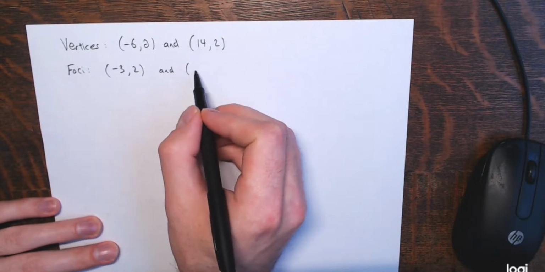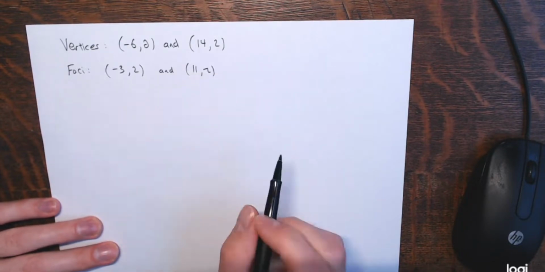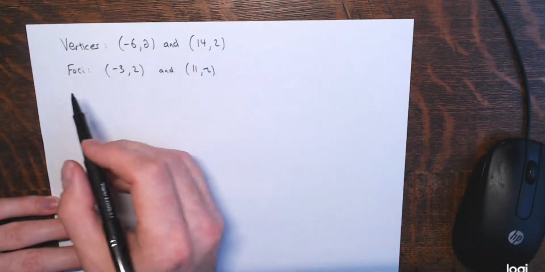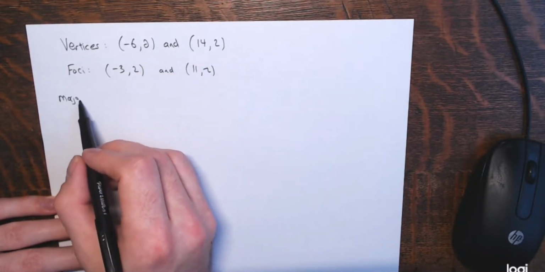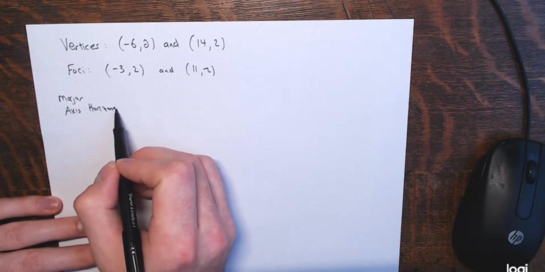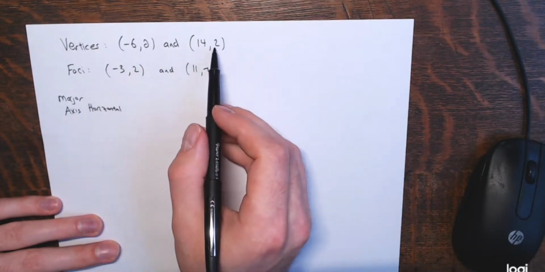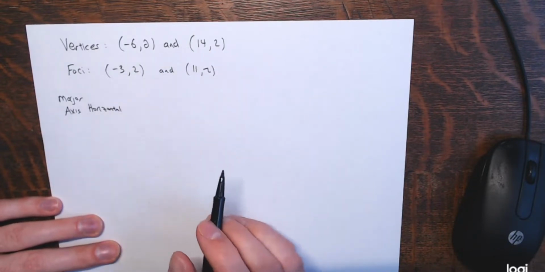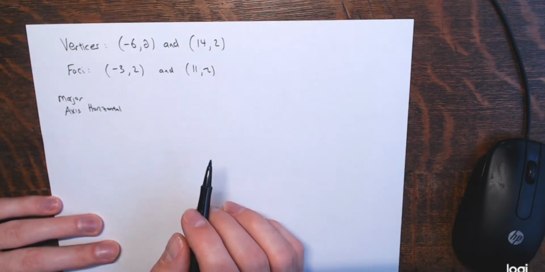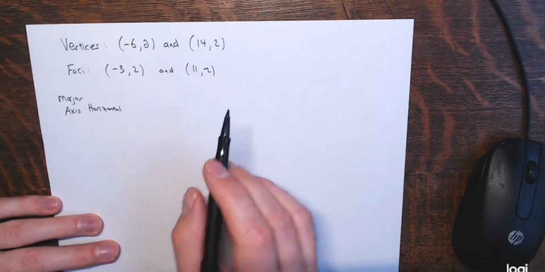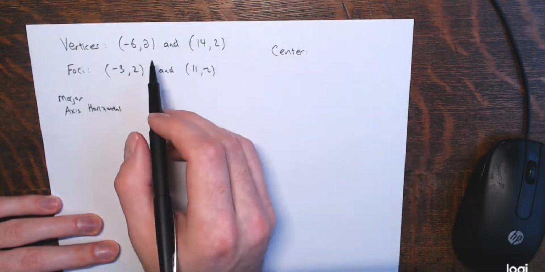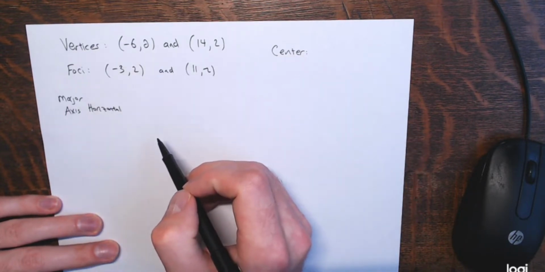and 11, 2. And I hope just based on the way these are stated, you can tell that the major axis is horizontal without even graphing. Because negative 6, 2 and 14, 2 have the same y-coordinates, so you have to move left and right to get from one point to the other. So yeah, horizontally. Now the center, remember, is just going to be the midpoint of the vertices or the midpoint of the foci, which would be at 4, 2.